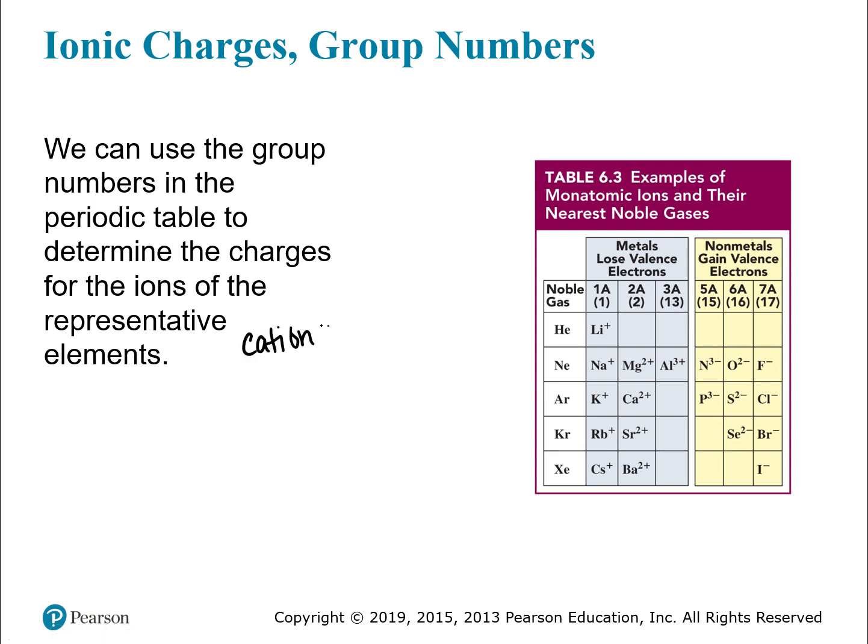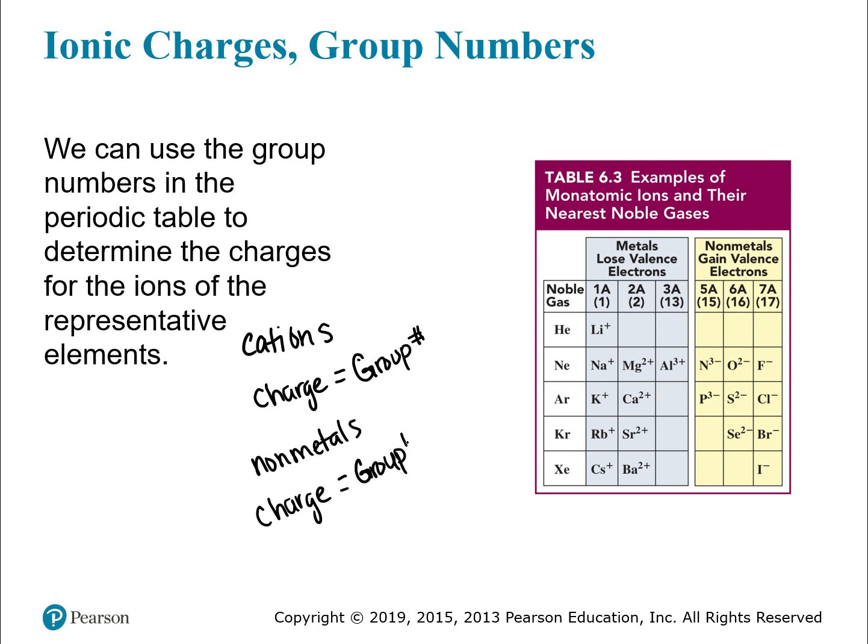Now write it again. For cations, the charge is equal to the group number. And it has to be the one that has the A. For nonmetals, a little bit more work to figure those out. It's that group number that has the A after it, minus 8. So that's how you can figure out those ionic charges.